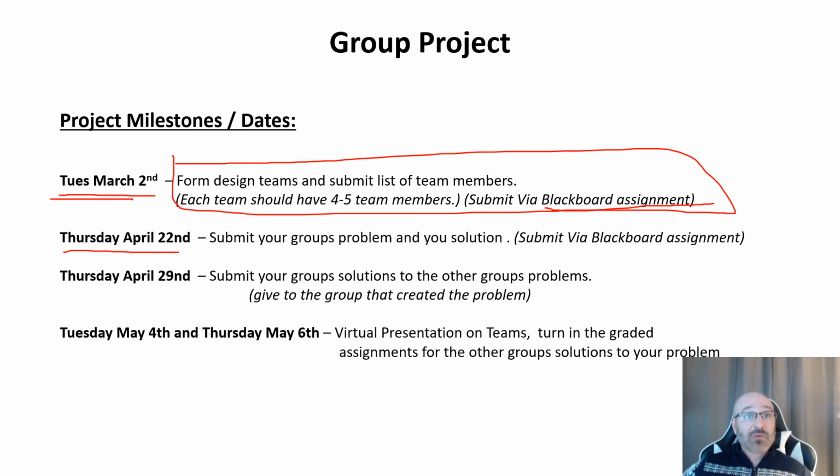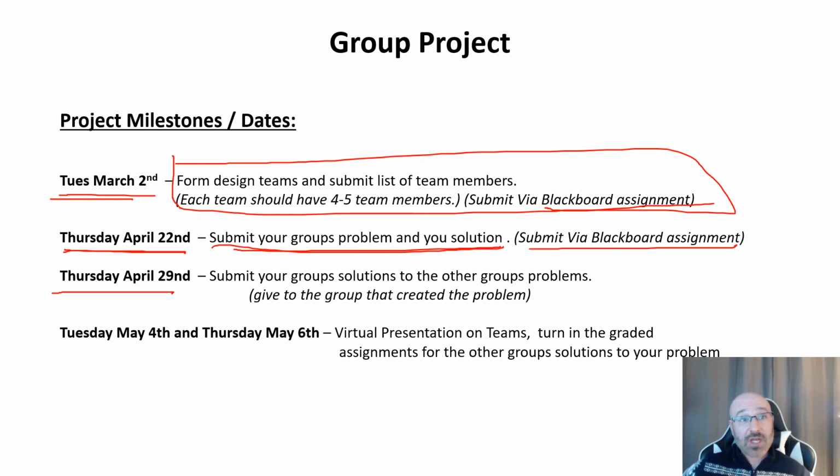Then on Thursday, April 22nd, you're going to need to submit your group problems with your solution. This will be an assignment on Blackboard during that week. Then on April 29th, you're going to submit your group's solutions to other problems. So on April 22nd, when you submit yours through Blackboard, they will be redistributed to all the other members in the group.